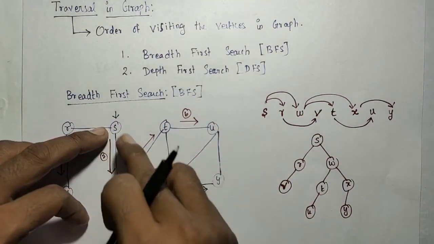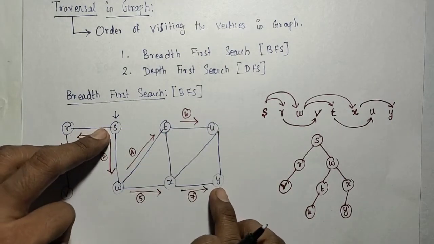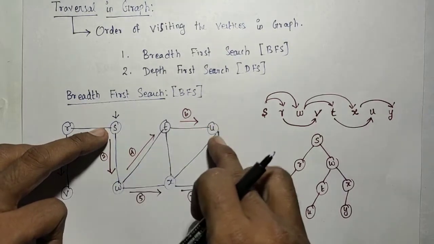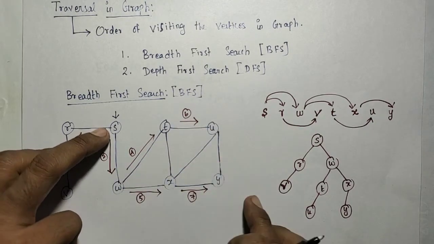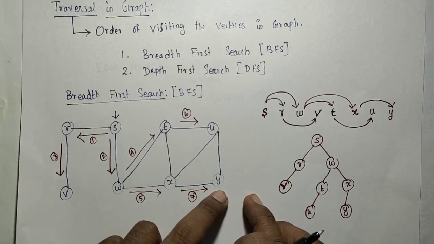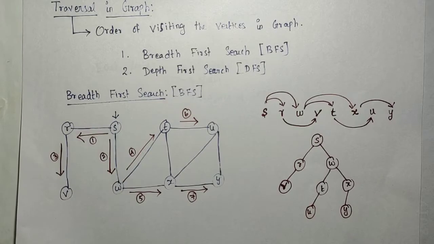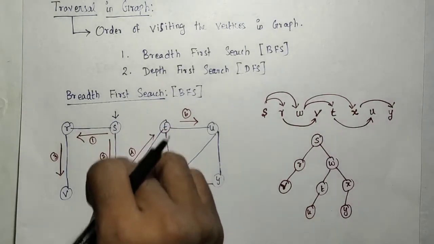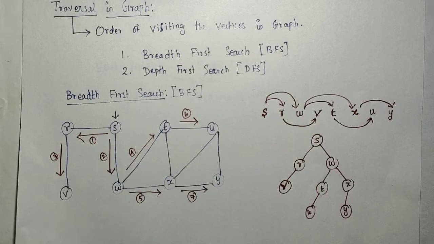We can also visit Y from S this way: S, W, T, U, and then Y. But in this order, we need 1, 2, 3, 4. Here in the breadth first search, we obtain the shortest distance from the starting node to all other nodes. S to V, what is the shortest distance? S to T, what is the shortest distance? Here the distance is in terms of the number of edges crossed to reach a particular node from the starting node.